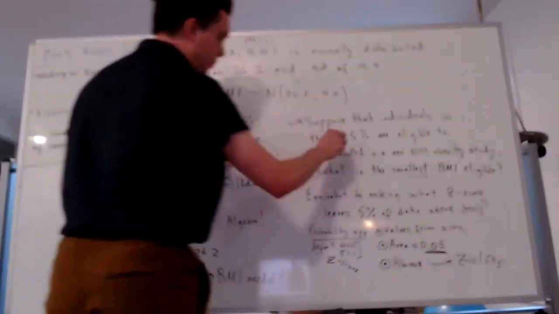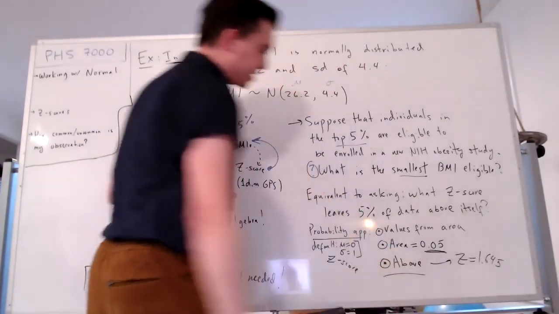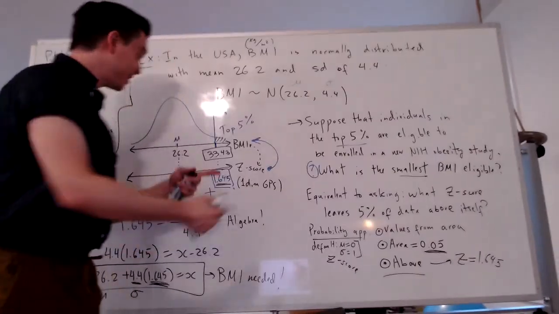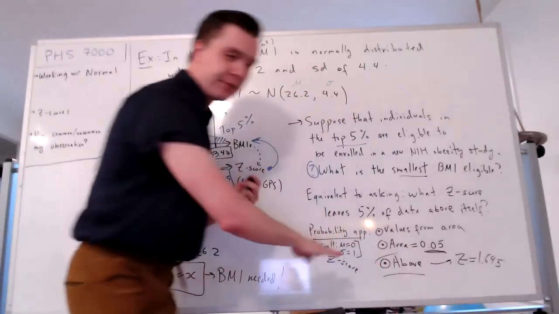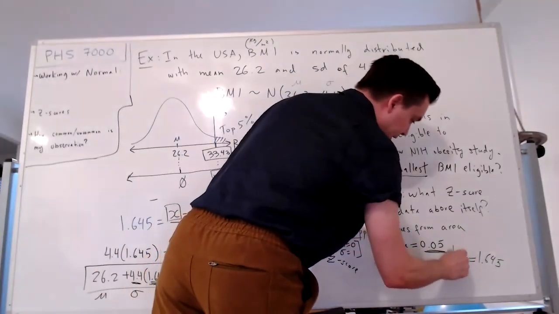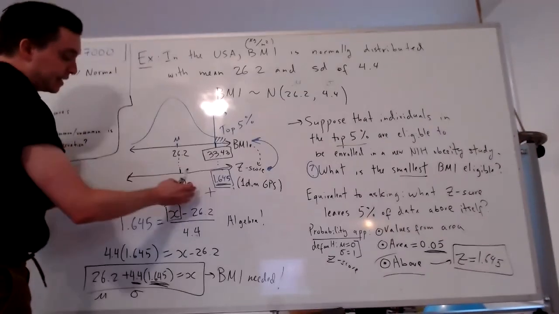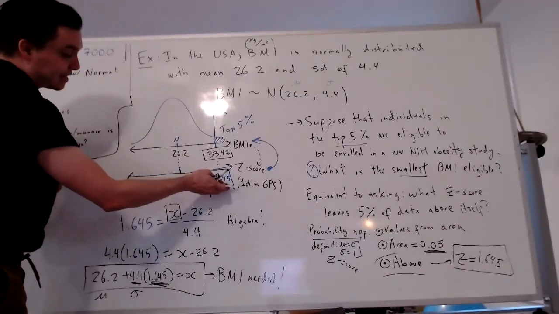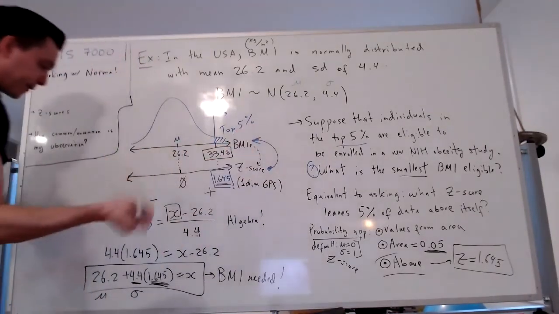Why 0.05? We're looking for the top 5%. Top 5% means we also have to select above. If we wanted the bottom 5%, we would select below here. That's not what we need. We need above. We make these selections, out comes a Z of 1.645. All right, so that means I have a number on the Z-score scale. I now just need to get it onto the BMI scale. How do I do that?